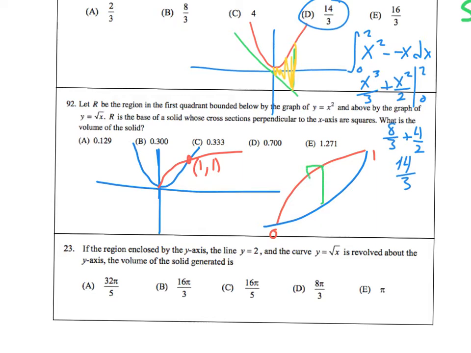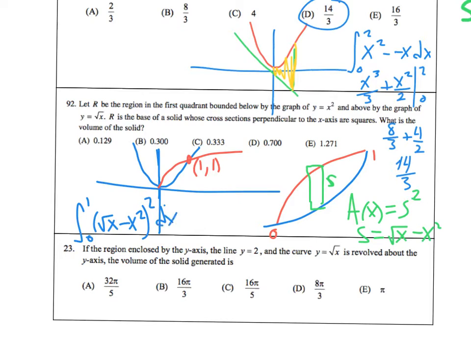All right, it says that cross-sections perpendicular to the x-axis are squares. We got squares coming out of our screen at us. And that's going to be an area formula of A of x is equal to side squared. We also know that the side is going to be the top minus the bottom. So in this case, that's the square root of x minus x squared. And that tells us that our integration is going to be the integral from 0 to 1 of the square root of x minus x squared, all squared, dx.